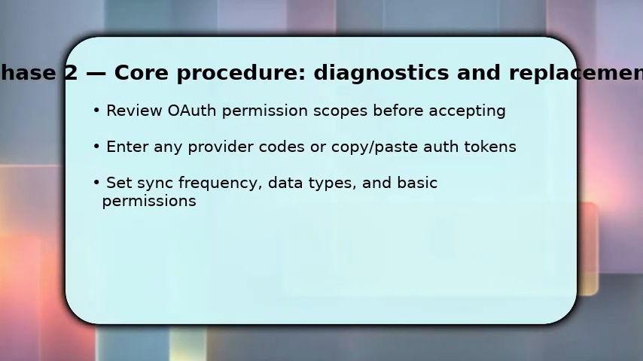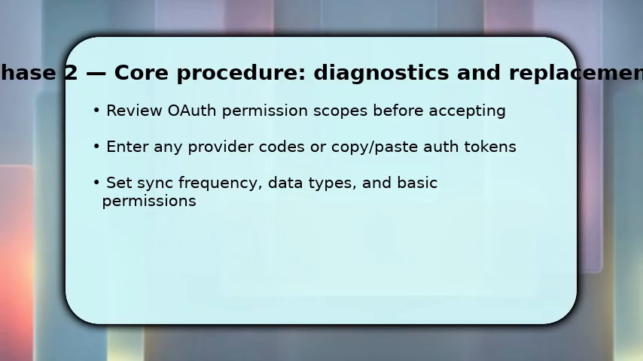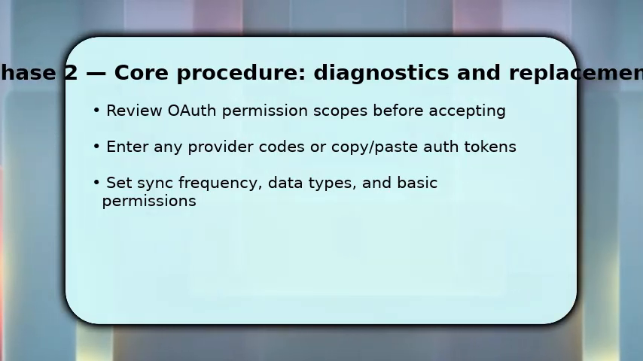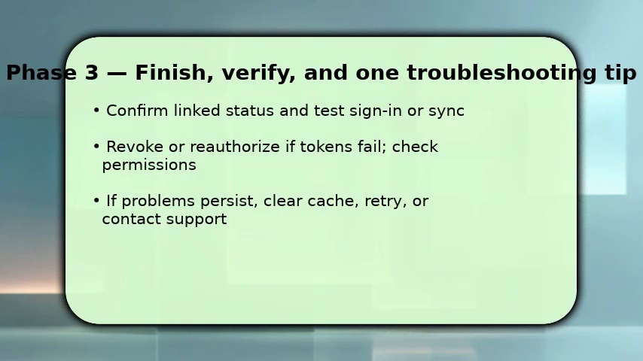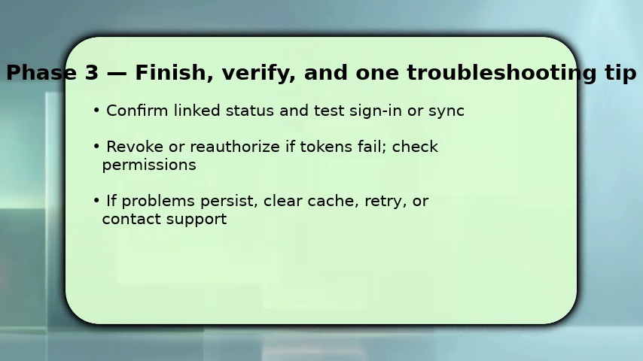Once accepted, configure sync frequency and which data types to share. Make sure to save preferences so the link behaves the way you expect. Finish by verifying the link. Test sign-in or trigger a manual sync to ensure data flows. If it works, note the linked account in settings and set any notification preferences.